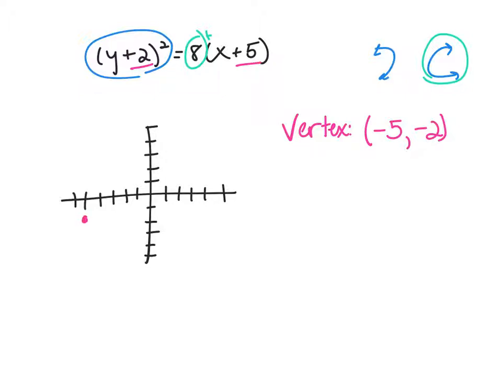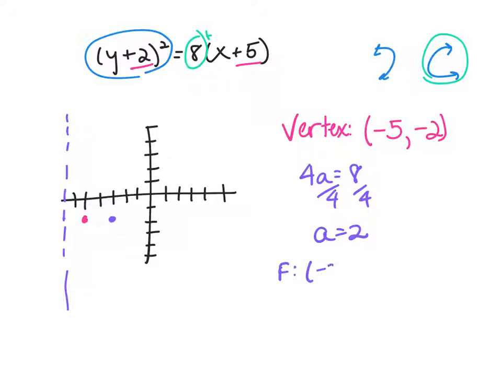And now we just need our a value, so we know 4a equals 8 divided by 4. So a is going to equal 2 since it opens to the right. That means the focus will be right 2. The directrix will be left 2. And to write the point and the equation for those, we know the focus is at -3, -2.